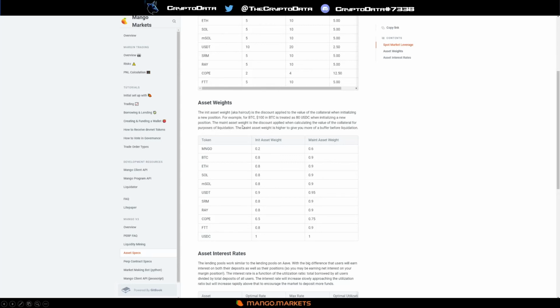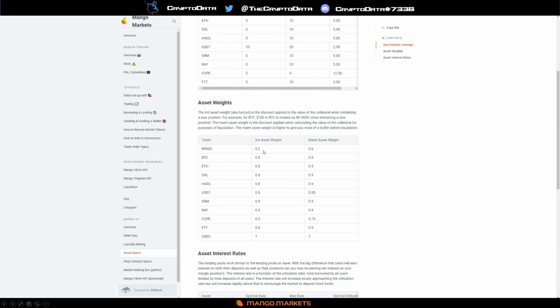The maintenance asset weight is the discount applied when calculating the value of the collateral for purposes of liquidation. The maintenance asset weight is higher to give you more of a buffer before liquidation. So you can see here, BTC, it's higher. You know, the closer it is to one, the less risky it is. So 0.8, 0.8, SOL's 0.8, MSOL 0.8, RAY's 0.8, FTT is 0.8. Now, look at Mango, it's 0.2, okay?